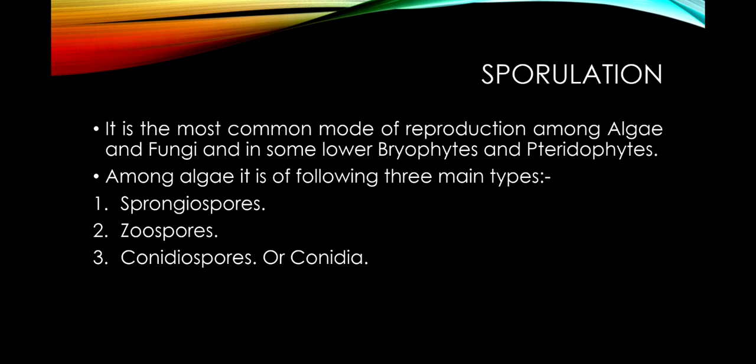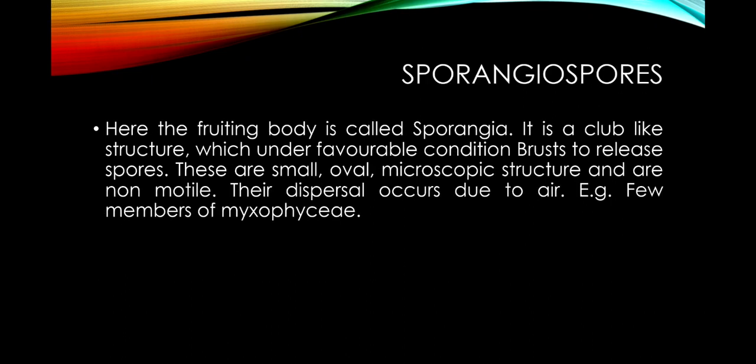Now, here we are discussing the plants. So here we will discuss sporulation among algae. Among algae, it is of the following three types, that is sporangiospores, zoospores, and conidiospores or conidia. Let's understand these separately.